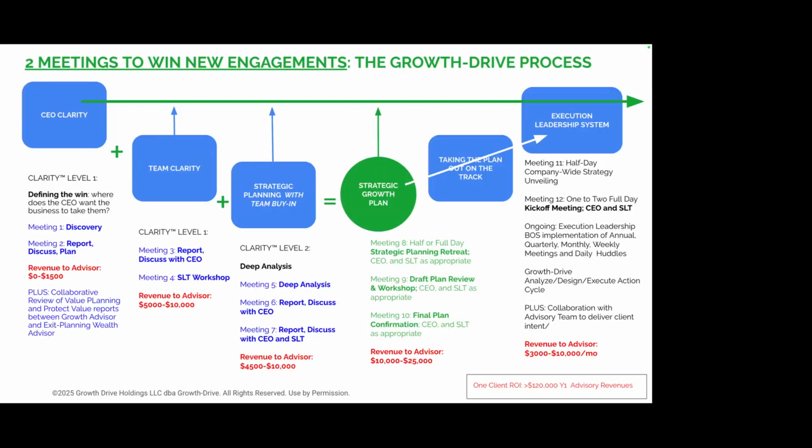So you've seen this before. This is the Growth Drive process: creating CEO clarity, expanding that to team clarity, strategic planning, and on through execution. Now, what we've done is layer in and list for you the meetings that you can lead in order to win an engagement and then go on and deliver individual projects.